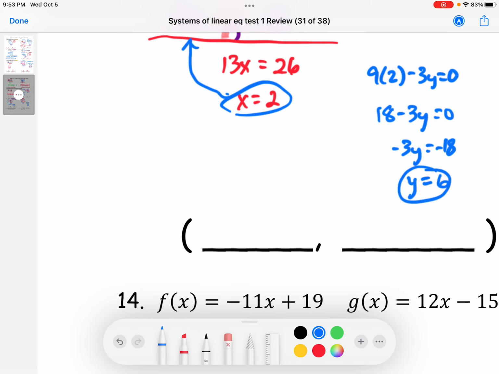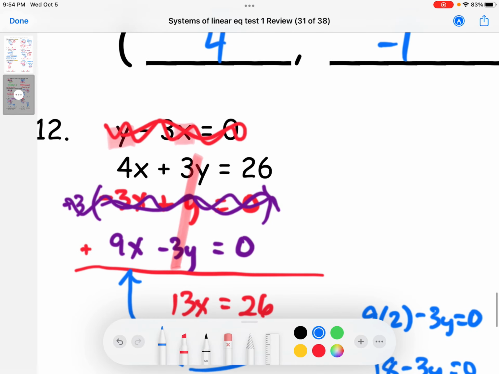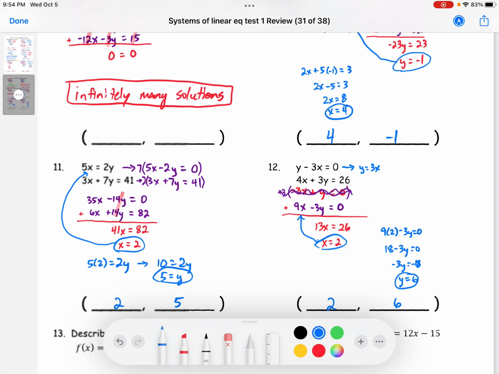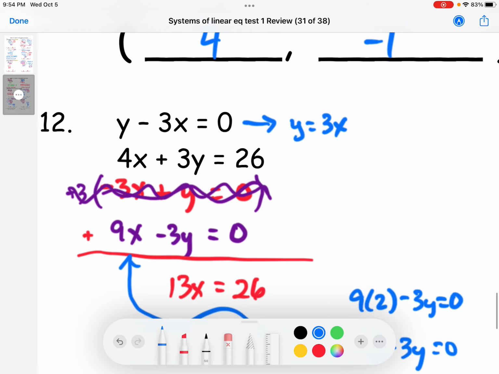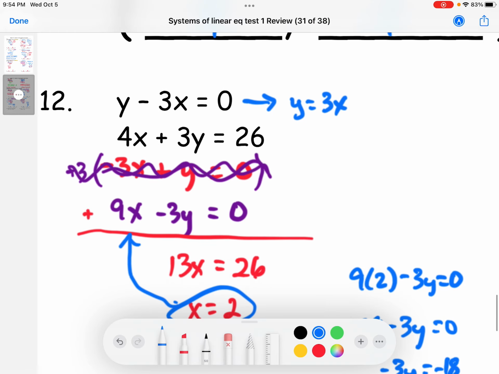Okay, I want to do this problem again though. I want to do it doing some quick substitution. Let's look at what we started off with up at the top. Wouldn't it be quick and easy to just turn that into y equals 3x? Couldn't we just take that and substitute it in right there? 4x plus 3 times 3x equals 26.